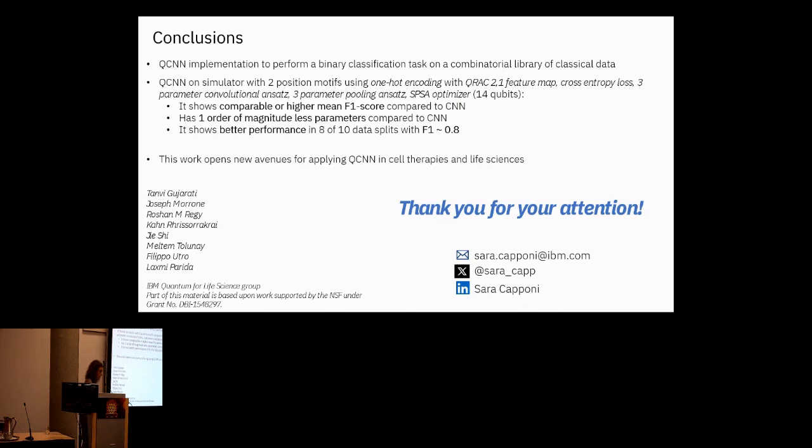And the other important thing is that this is just the first work, and we are sure that this work will open avenues for applying quantum convolutional neural network for a similar system or similar problem.